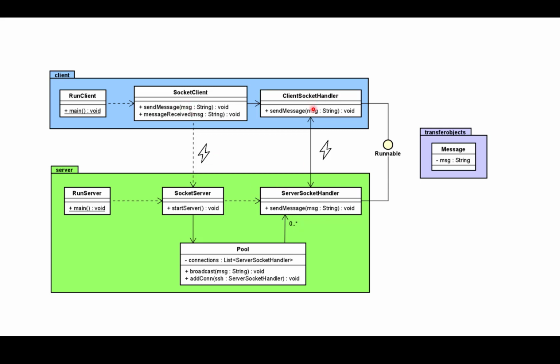I have my server socket handler, and now I'm going to need a client socket handler. So the server socket handler is listening for messages from the client, and my client socket handler will listen for messages from the server. And I have my connection pool down here to broadcast things, and my transfer object over here. These 2 are threads implementing runnable. So this is the system that we want to set up. Okay, let's see how that goes.